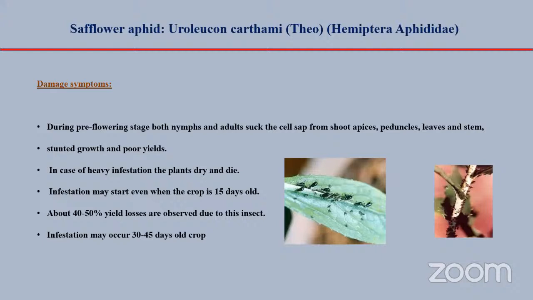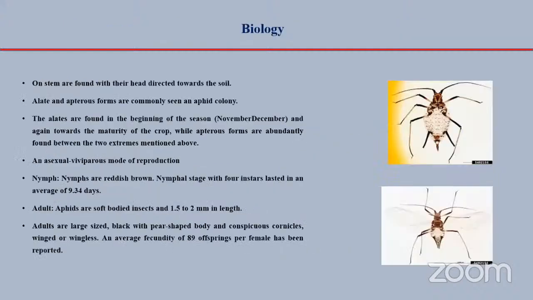The infestation can start even when the crop is 15 days old, and the yield loss will be about 40 to 50%. The infestation may also occur in a 30 to 45 day old crop. So the biology: in aphids, there are two morphological forms, that is alate and apterous forms.